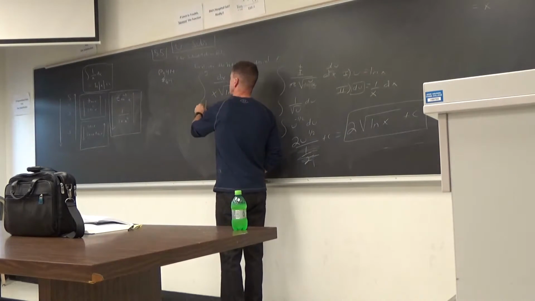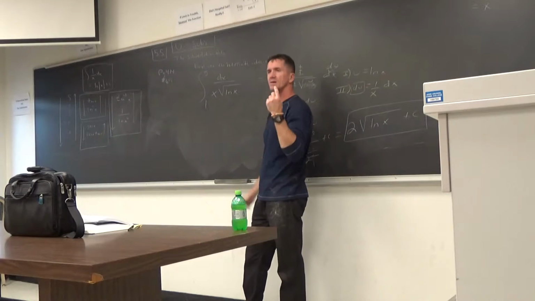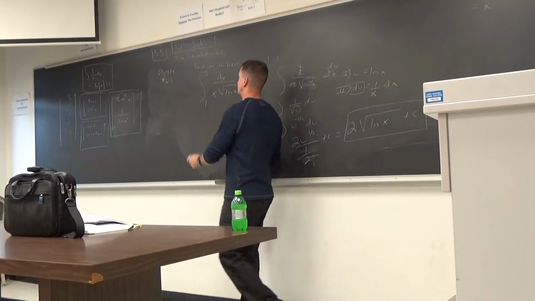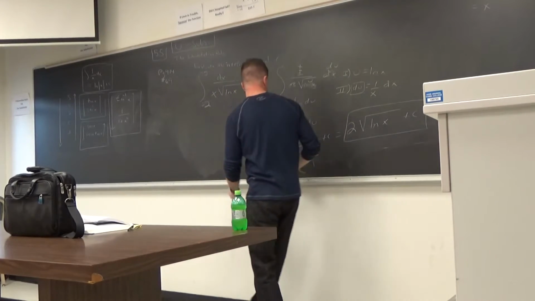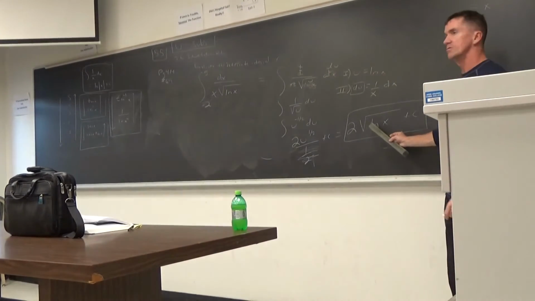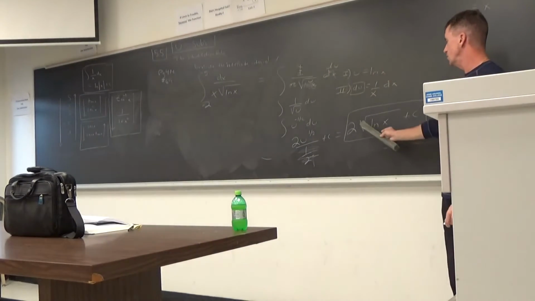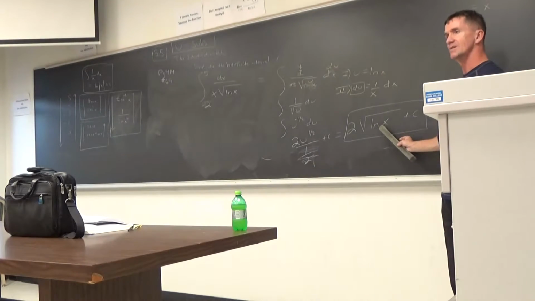I couldn't even do this. Does anybody know why? What's natural log of 1? 0. See, 0 and a bar. I have to start this thing at least at 2 or something. Then you do 2 square root ln of 5 minus 2 square root ln of 2, right?